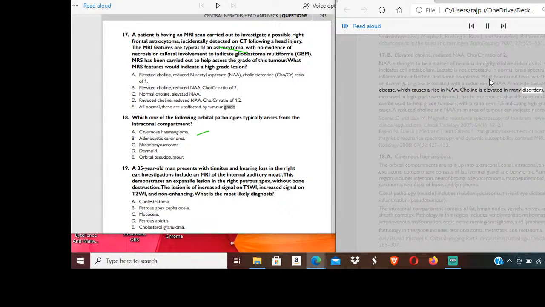Choline is elevated in many disorders, but is markedly increased in high-grade neoplasms. It has been reported that the ratio of choline to creatine can be used to help grade tumors, with a ratio over 1.5 indicating high grade in the majority of cases. A reduced choline and NAA in an area of tumor can indicate necrosis. Soares D and Law M. Magnetic resonance spectroscopy of the brain, review of metabolites and clinical applications. Clinical Radiology.